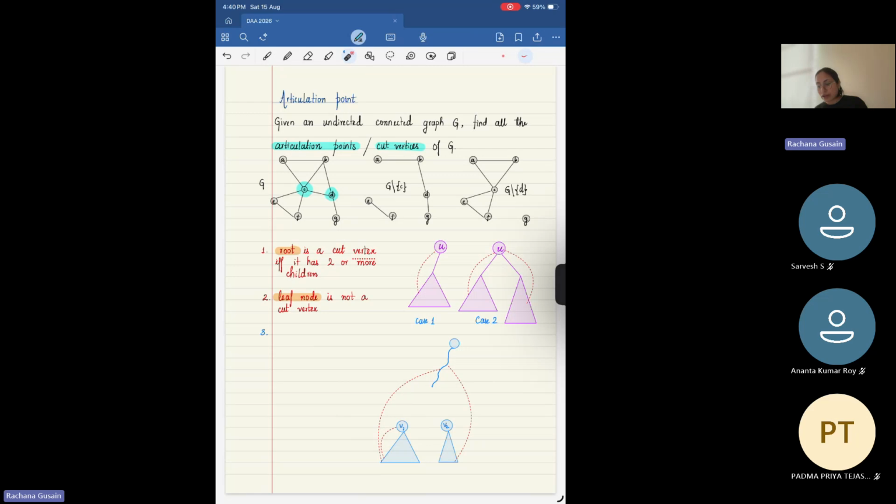Okay, ma'am. So if this is the case, then U cannot be an articulation point, right? Now let me add one more child of U, which does not have this property that I have been discussing so far. Let's say there is another child of U.